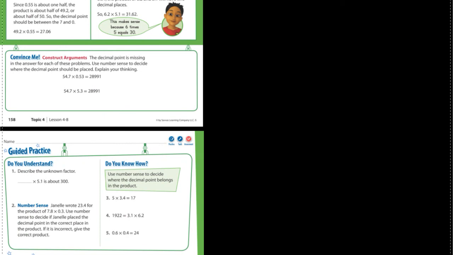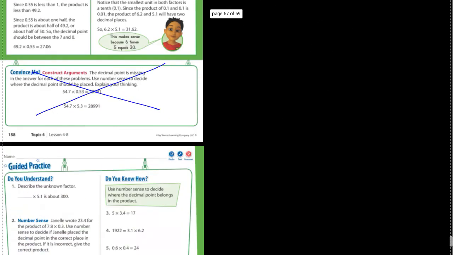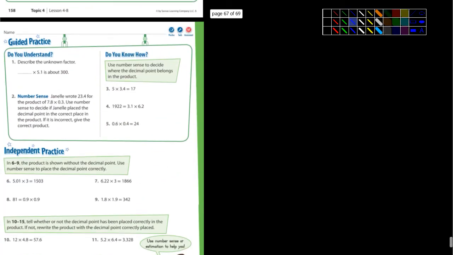I'm not going to worry about the convince me. You guys can cross that out. Let's just drop down to the guided practice here. And I think, is this the last section before we do the chapter review? No, there's one more. Okay. All right. So guided practice, it says describe the unknown factor. In other words, what's missing? So it says something times 5.1 is about 300.